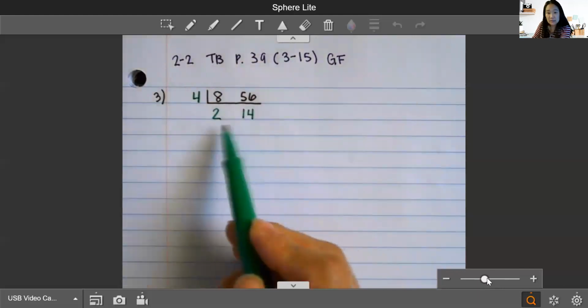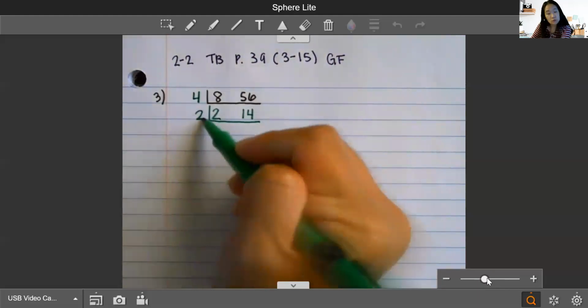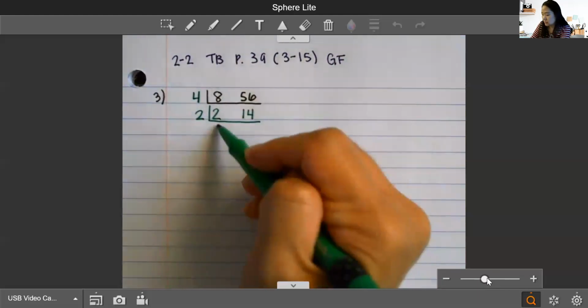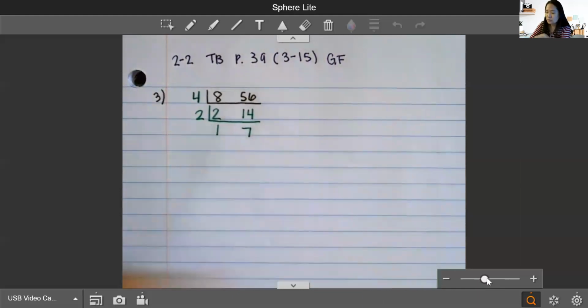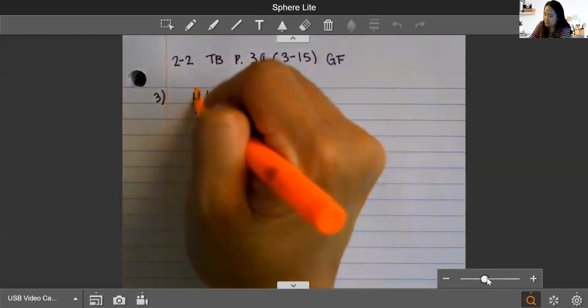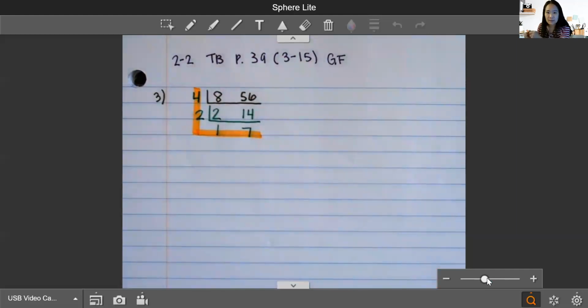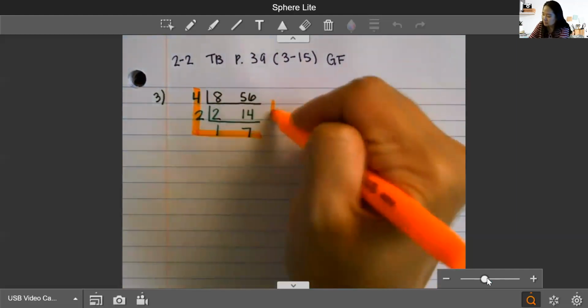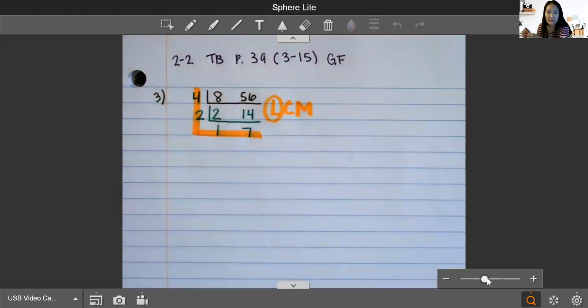As you can see, I need to continue. I can divide by 2. So 2 goes into 2 once, and 2 goes into 14 7 times. This is when you're going to stop, and then for least common multiple, instead of just multiplying the numbers on the left, you need to multiply the left as well as the bottom. So you see this big L for LCM. Okay, just remember that.